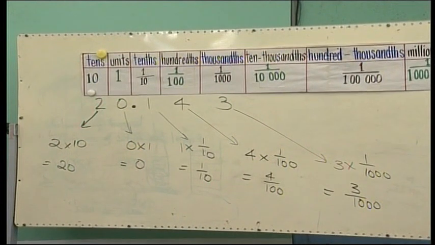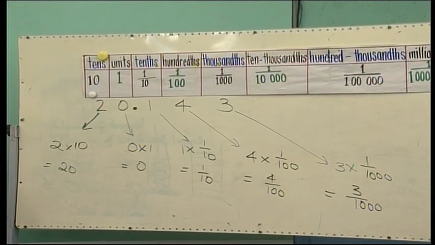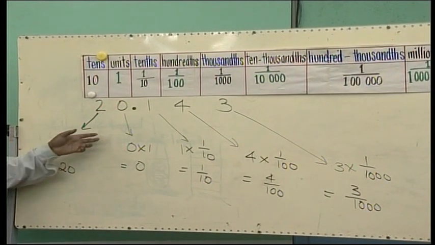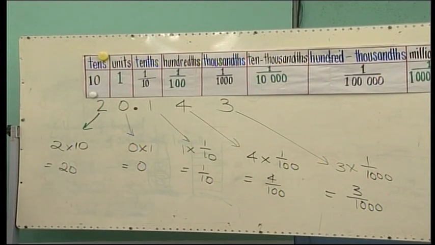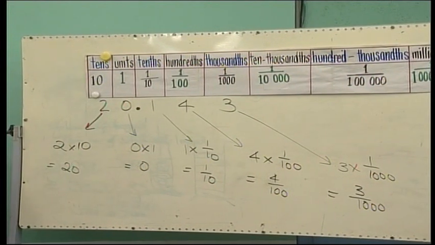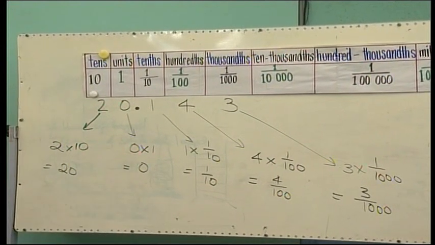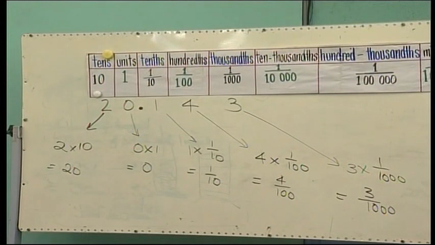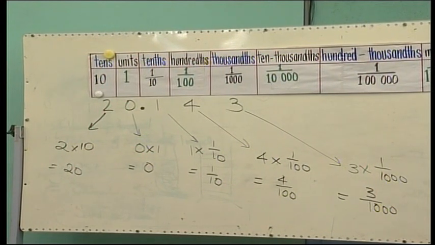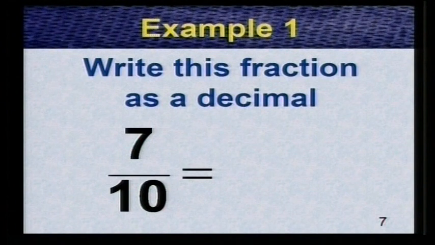Grade 7s and receiving students, to help us learn more on how we can find the place value of each of the numbers, we are going to do some exercises. On the screen, I have the first example, example 1. It says, write this fraction as a decimal. Grade 7s and receiving students, your exercise for this lesson is on page 19 of your student workbook and 20.